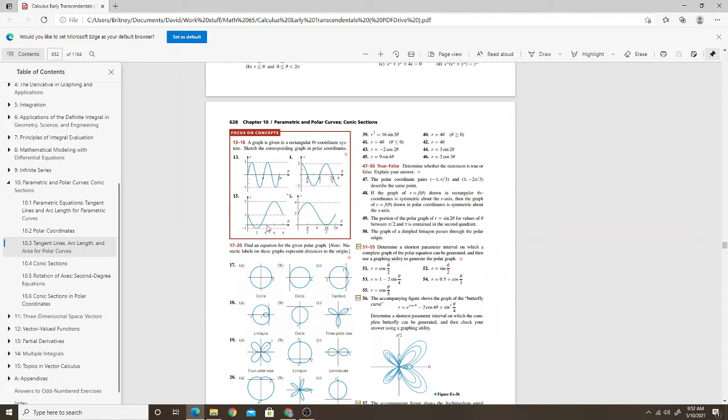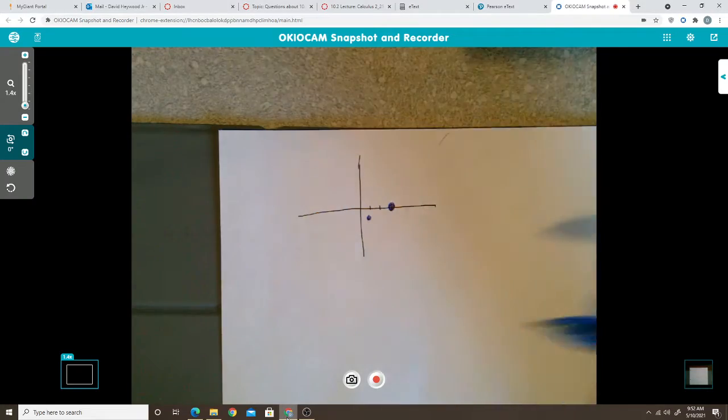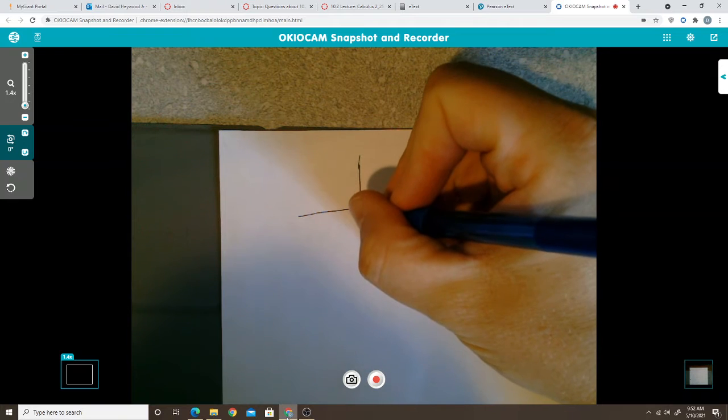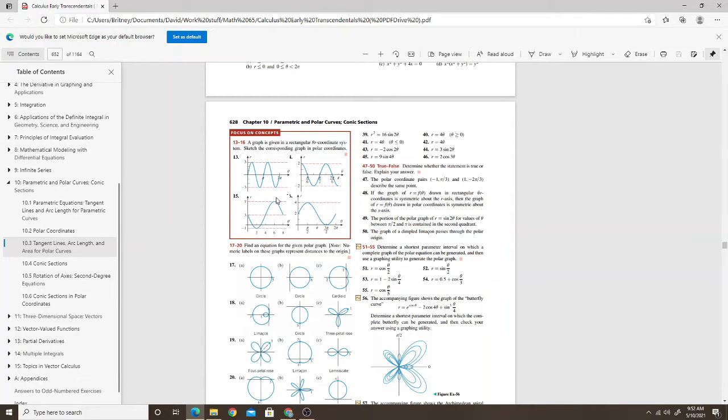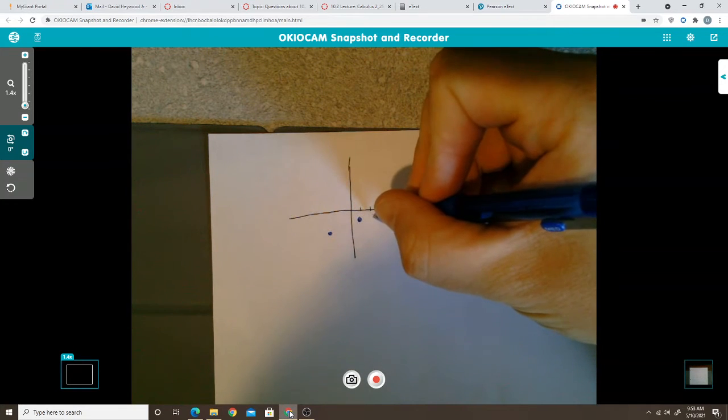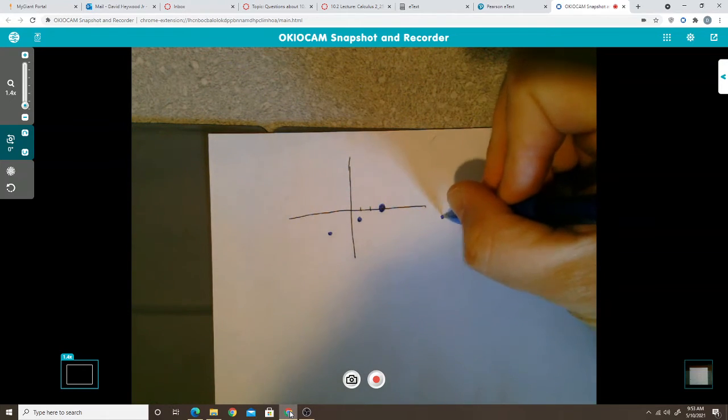3 pi over 2 is approximately 4.7, and pi is 3.14. So 4 is somewhere in between those, but we're going to be at 4, 3. So 4 is going to be somewhere over here, and we're going to go out 1, 2, 3. And then we've got 6, 7. Again, 3 pi over 2 is like 4.7. 2 pi is 6.2, or actually like 6.3-ish. So 6 is just a little bit shy of our full rotation, and we're going to be up at 7. So 1, 2, 3, 4, 5, 6, 7. Somewhere out here, I suppose.